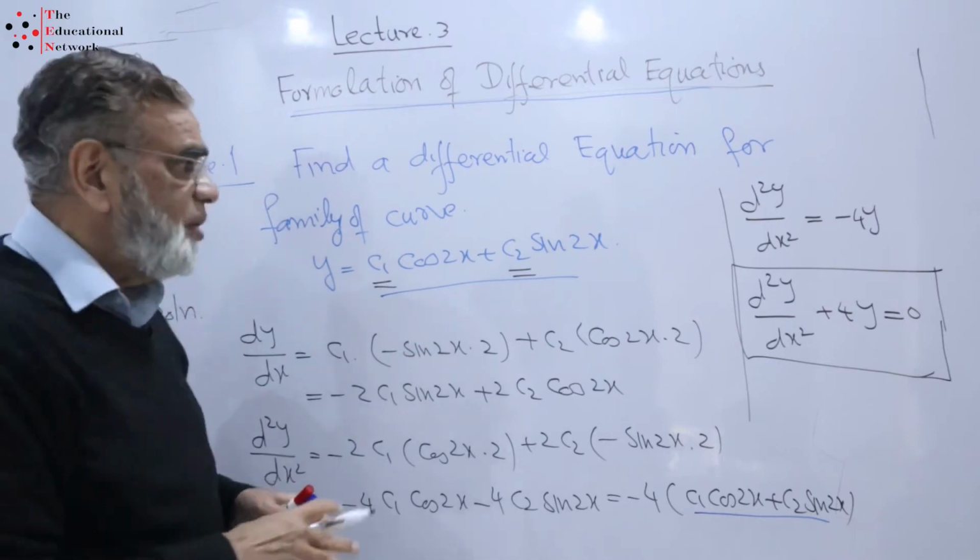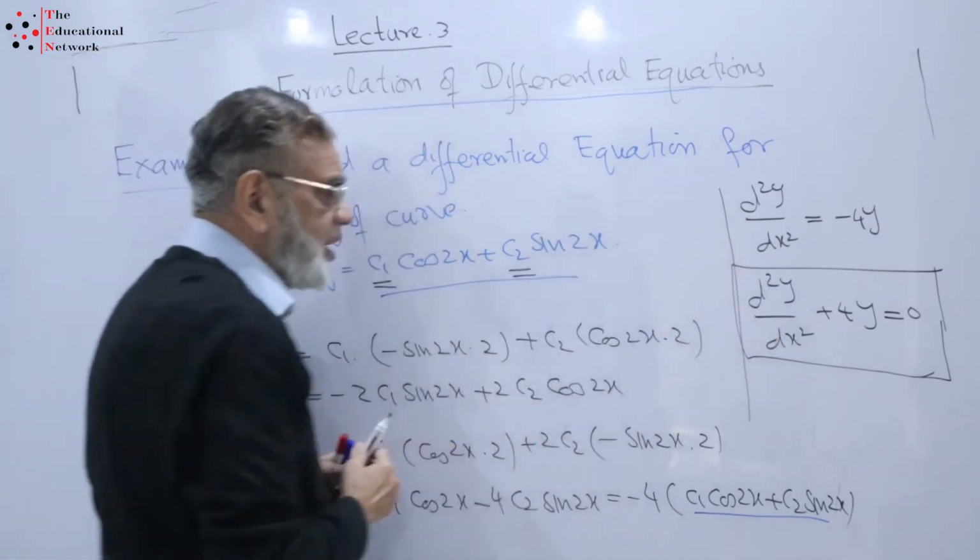Again, I repeat this. We have two arbitrary constants. We get the differential equation of order 2.